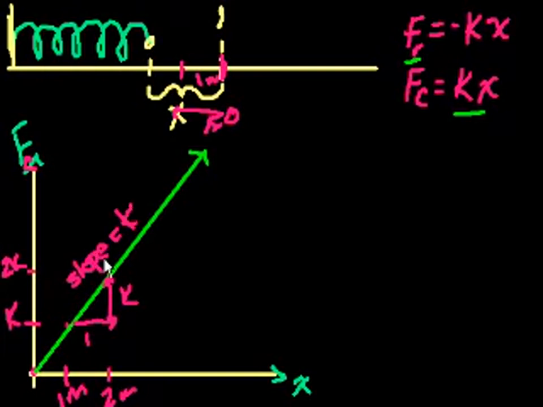So using this graph, let's figure out how much work we need to do to compress the spring. I don't know. Let's say this is x naught. So x is a general variable. x naught is a particular value for x. That could be 10 or whatever. Let's see how much work we need. So what's the definition of work? Work is equal to the force in the direction of your displacement times the displacement, right?